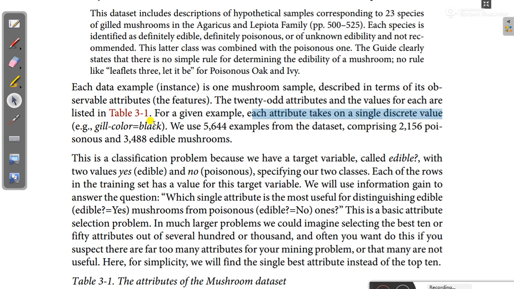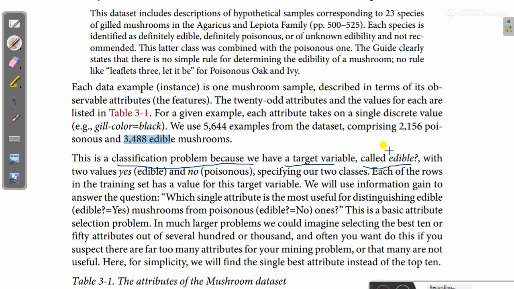Suppose gill color is black, meaning the color of the gill of the mushroom is black. That type of feature is included. We use 5644 examples, or samples, from the data set, comprising 2156 poisonous and 3488 edible. If we add them, 3488 plus 2156 equals 5644 samples, or instances, having 20 attributes. So this is a classification problem, because we have a target variable which is edible or not edible, or the opposite way, poisonous or not poisonous.